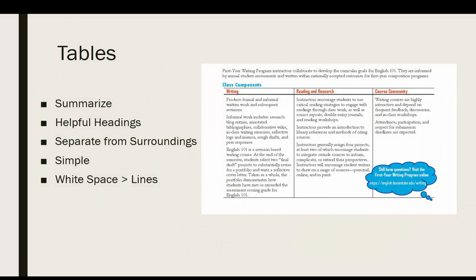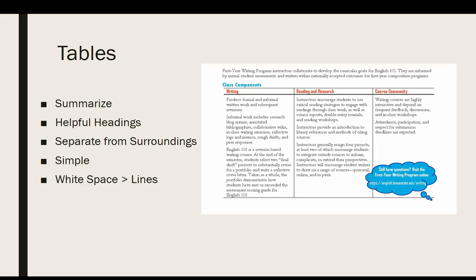Your first type is tables, which a lot of you used in your proposal, and it can be a very easy way just to represent information in a concise and clear way. So here is a table that breaks down components from writing, reading and research, and course community. This was designed by Megan.